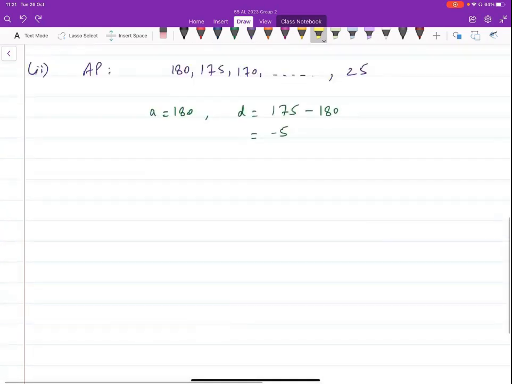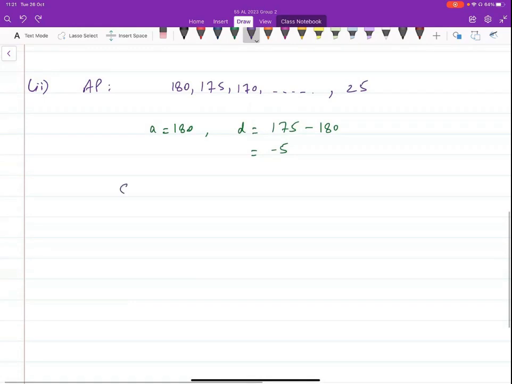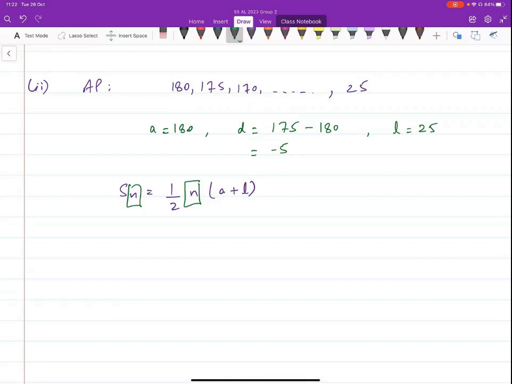That is Sn equals half n into a plus l. We have the value of a, we have the value of d. The last term we also know. The last term is 25. So we can input a here, we can input l here. The problem is we don't really have n. What is n? How many terms are there? So what do we do about that?